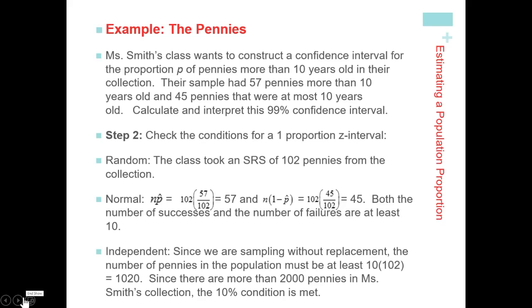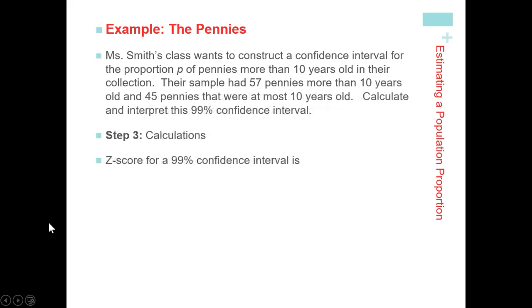Step 3, we are going to calculate. So I'll give you a few seconds. We need the z-score for a 99% confidence interval. I'll give you a few seconds to remember how to do that in your calculator.